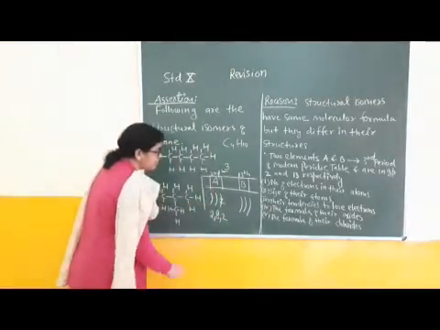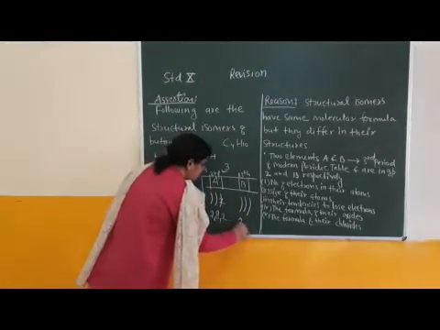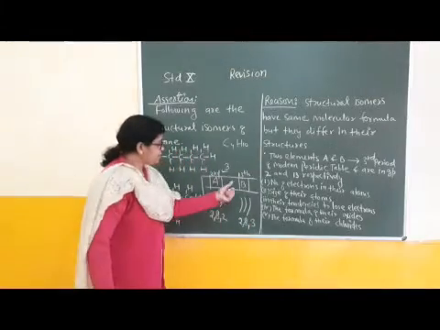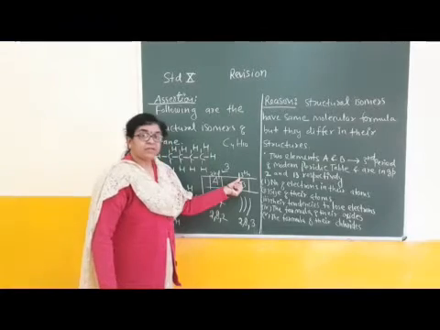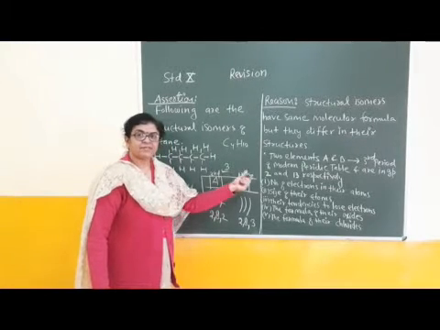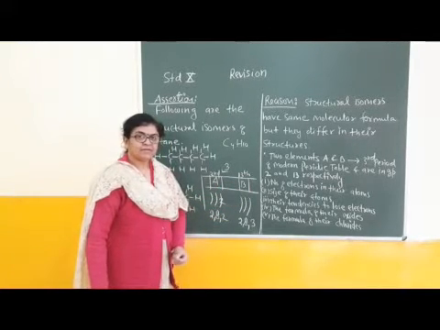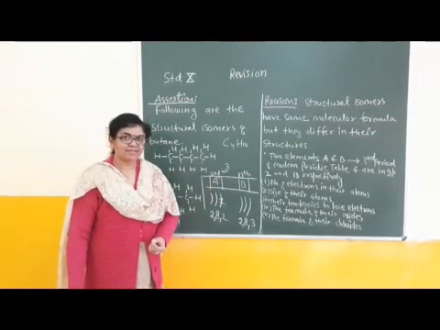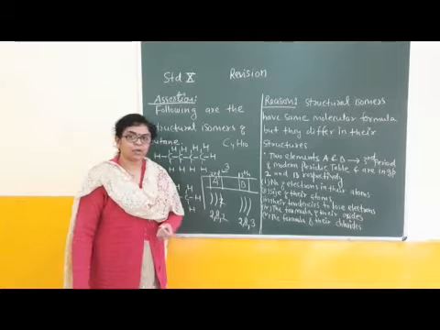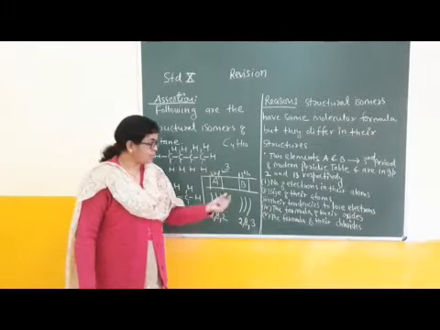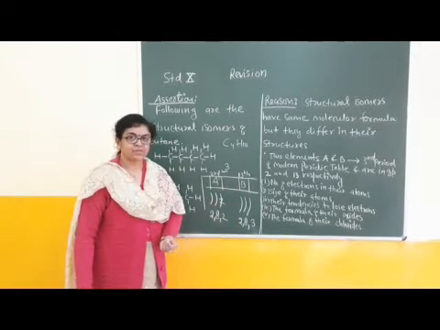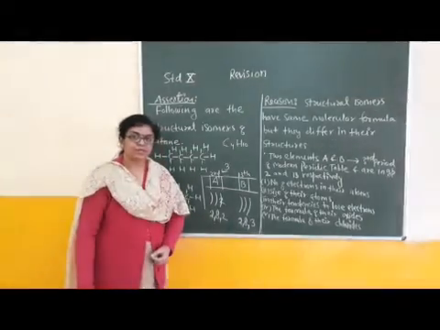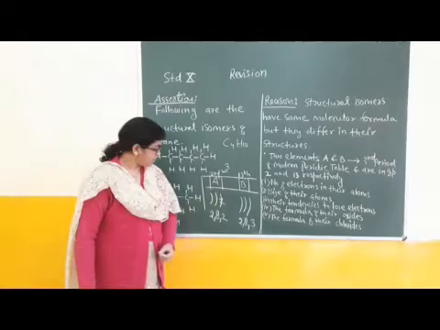For this element, 2, 8, 3. Group number 13. For example, aluminium. Atomic number of aluminium is 13. Electronic configuration 2, 8, 3. What is the group number of aluminium? 13. 10 plus 3 valence electrons is equal to group number 13.